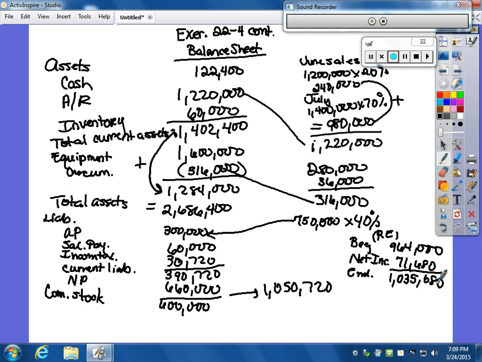So that number comes under common stock, right? Let's see. And now, of course, we add these together, and what do we get? $1,605,680. 1,000,006. What is it? 35. 680.